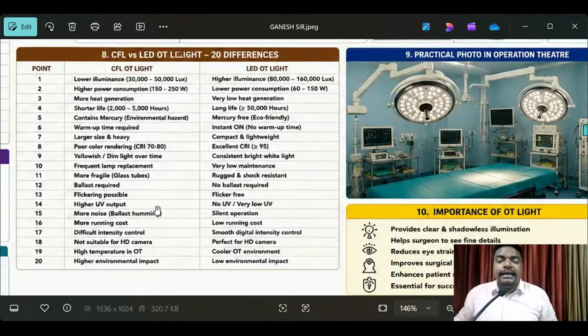See, LED, right? Come on. 16th point: high running cost, and for LED, low running cost. And 17th point: difficult intensity control, and when it comes to LED, smooth digital intensity control. What I'm explaining, when you go into the practical work in the operation theater, then you will come to know.